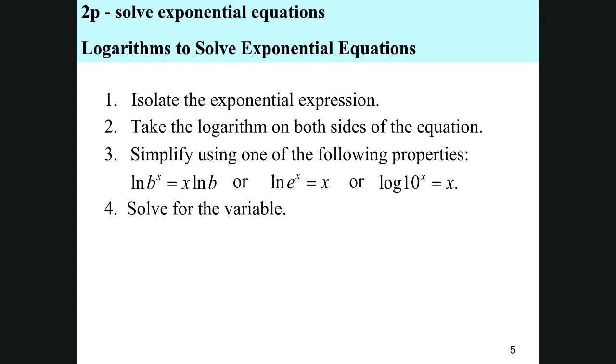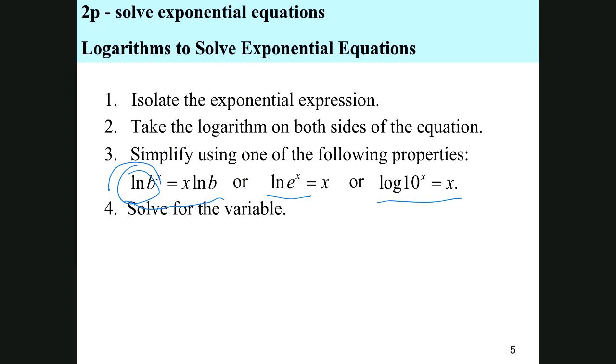Then we can take the logarithm of both sides of the equation. That's just that universal property of algebra. As long as you do the same thing to both sides of an equation, the equality will still hold. Then once we take the log of both sides, we can use one of these 3 properties here. If the base is not e or 10, then we could use either natural log or common log. In this case, we'll use the natural log and use the power rule that we learned in the last lesson, that x can move out front. So notice the exponent x just moves out into the front of the expression.